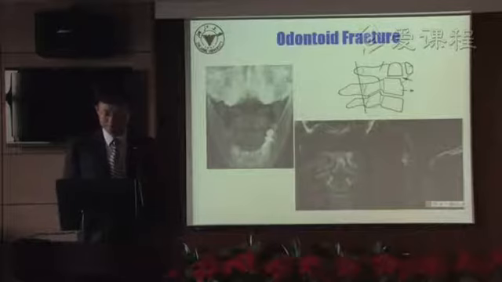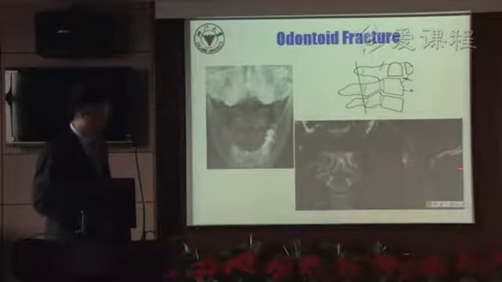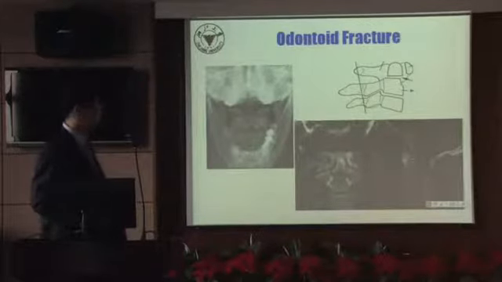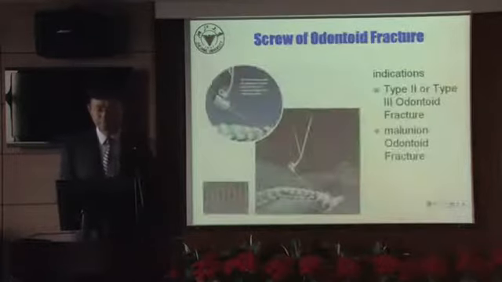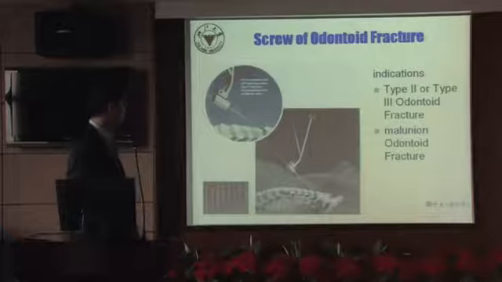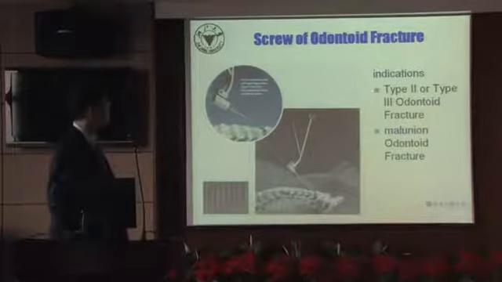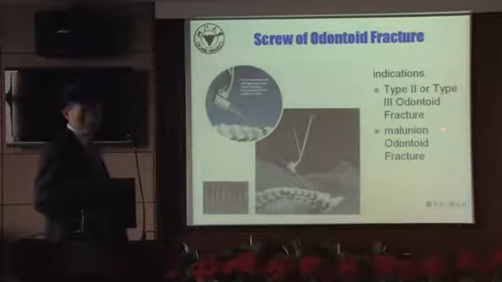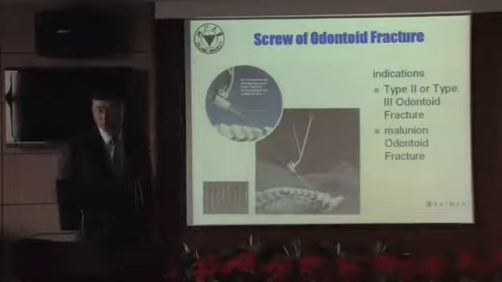Odontoid fractures. This is type 2. This is type 3. Screw fixation of odontoid fractures. Indications: type 2 and type 3 odontoid fractures, malunions.